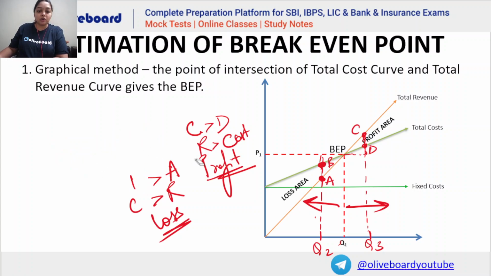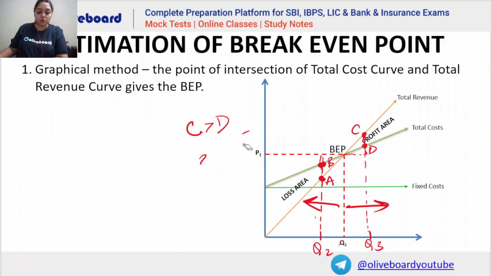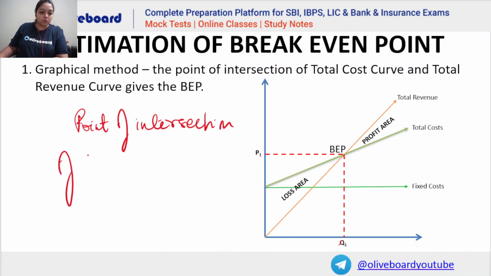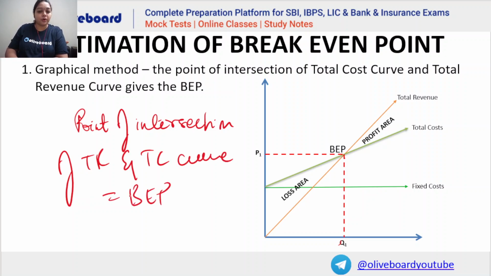So the point of intersection of total revenue curve and total cost curve is going to give you the break even point. Is that clear? You can write that down. I think it is written in the slide also. The point of intersection of total revenue and total cost curve is your break even point.